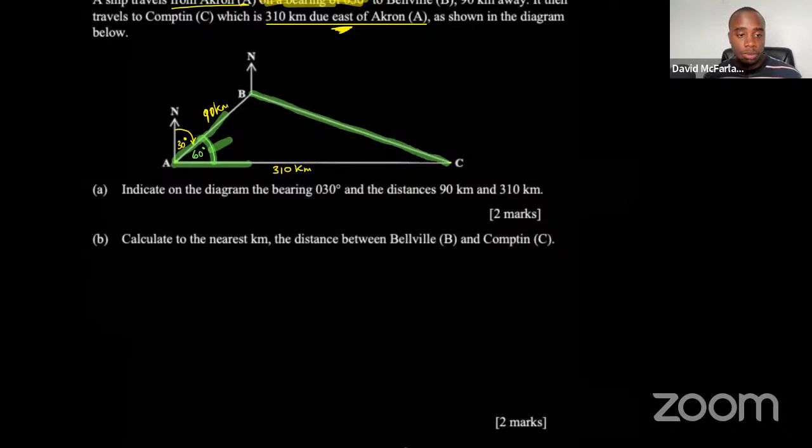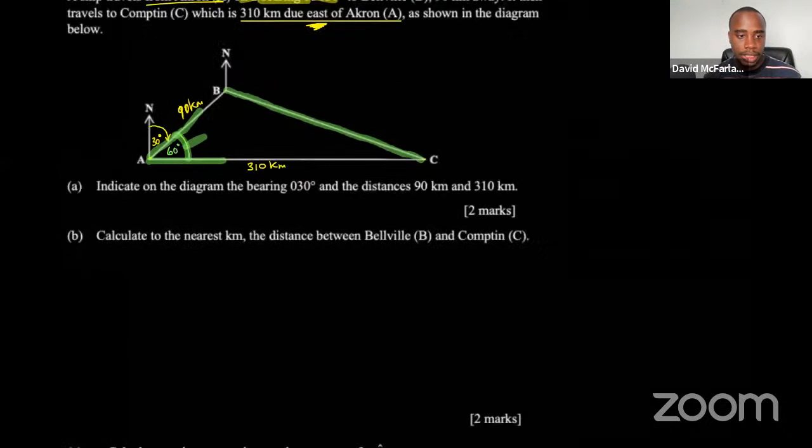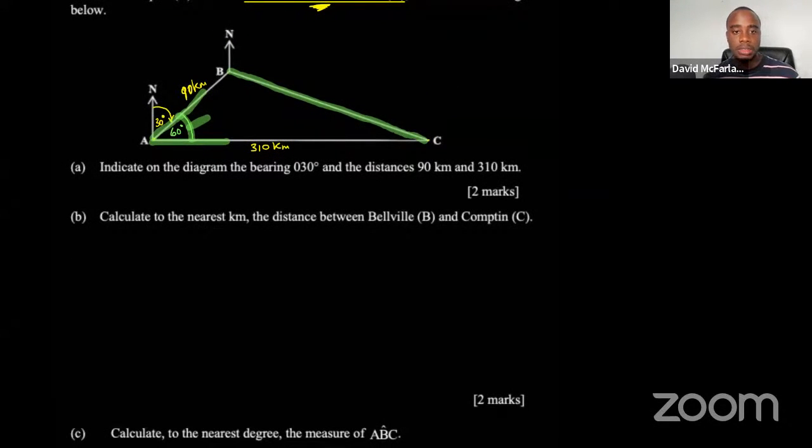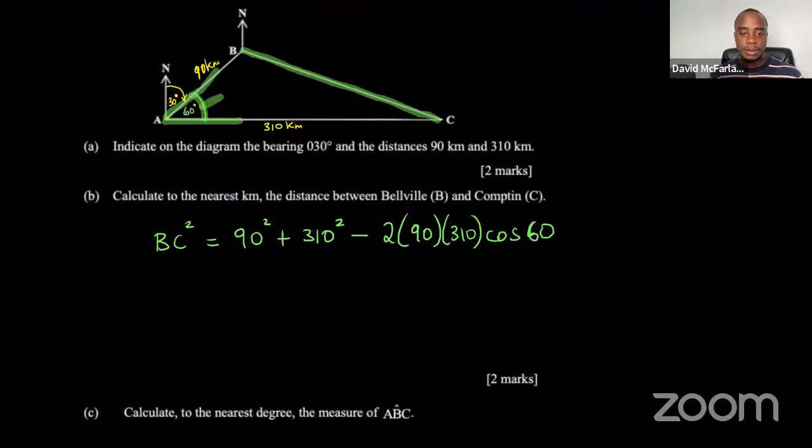So once we have those two sides and the angle between them, the side that I want, BC squared, is going to be equal to the square of those two sides. So that's 90 squared plus 310 squared minus 2 times 90 times 310 times the cosine of 60, which is the angle between them. So that's our distance BC.